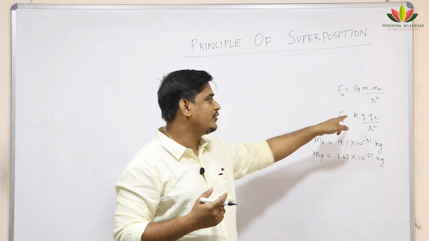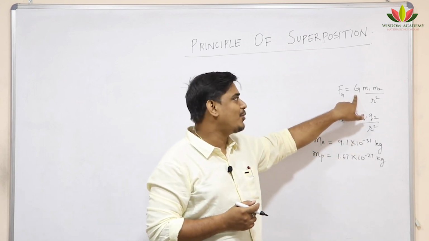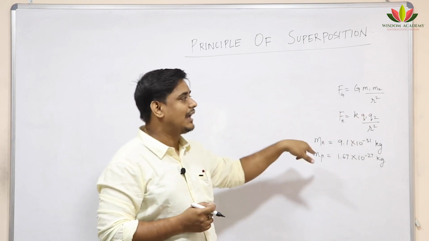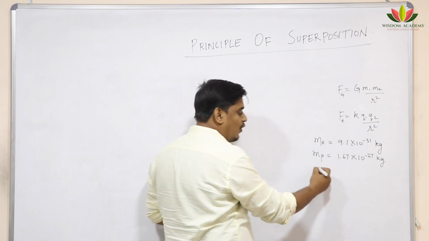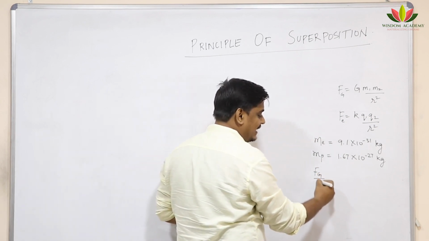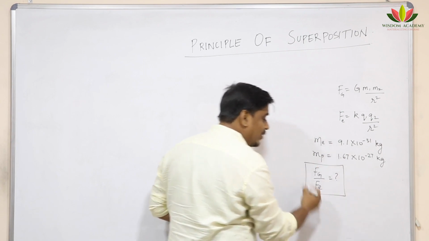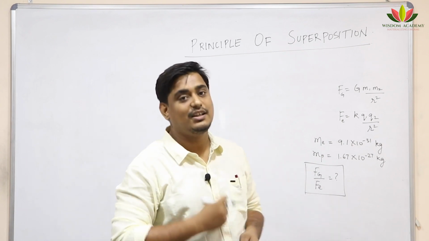I hope you remember the value of K, 9 into 10 to the power 9, and the value of G, 6.67 into 10 to the power minus 11. So using all these values, I want you to work out and find the ratio of Fg and Fe. You will find it out and you will come to know how strong electrostatic force is.